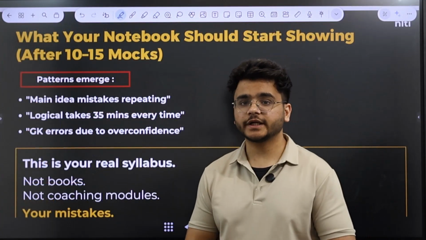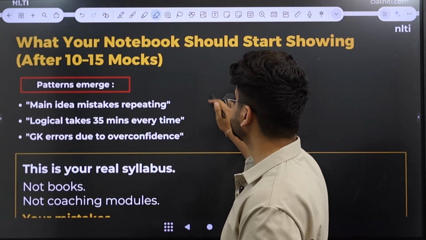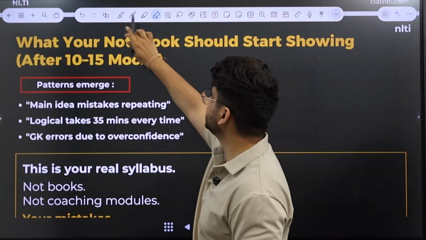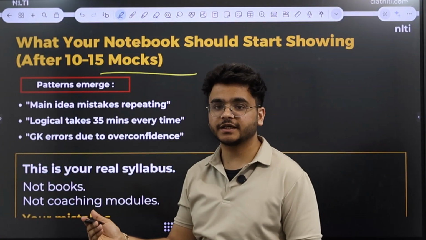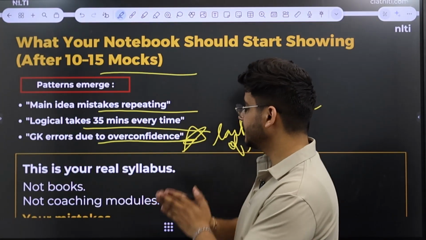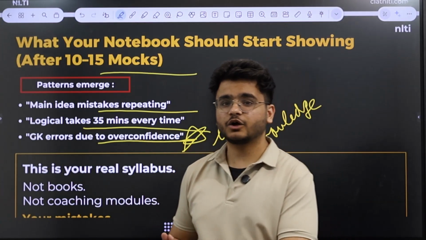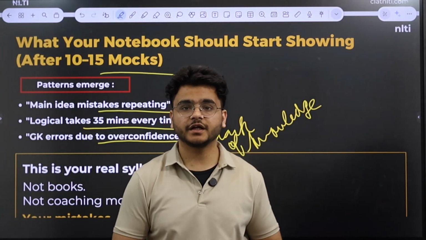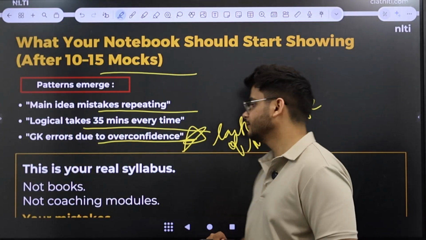Now coming on to your error logbook. What your error notebook should be showing after the first 10-15 mocks. Patterns should be emerging. क्या आप मेन आइडिया के क्वेश्चंस में गलती कर रहे हो? You've got to write that. क्या if your mistake is GK section, due to overconfidence or due to lack of knowledge, you will revise the compendium again. So once you know your patterns, you will work upon them.